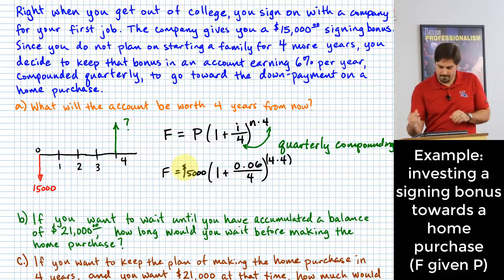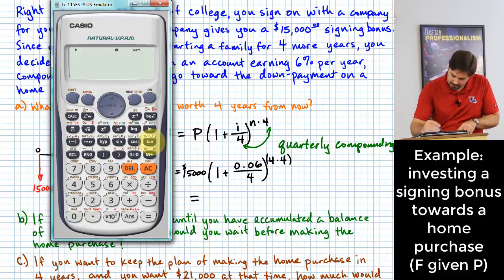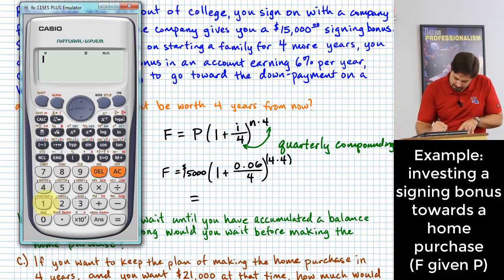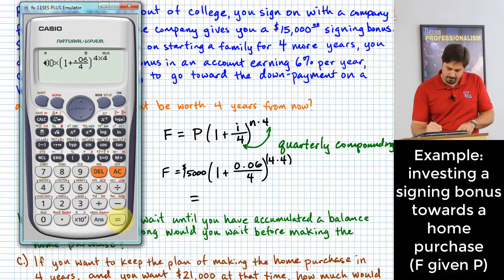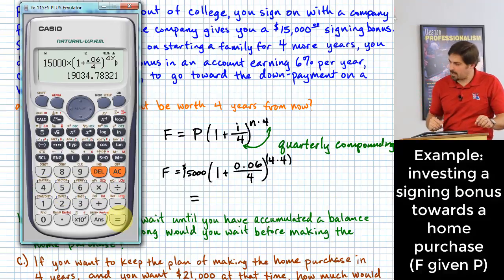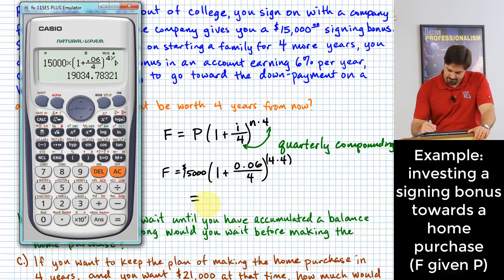So how much do we expect to have there? What we'll expect to have is 15,000 times (1 plus 0.06 over 4) raised to the 4 times 4. So we'll have $19,034.78.